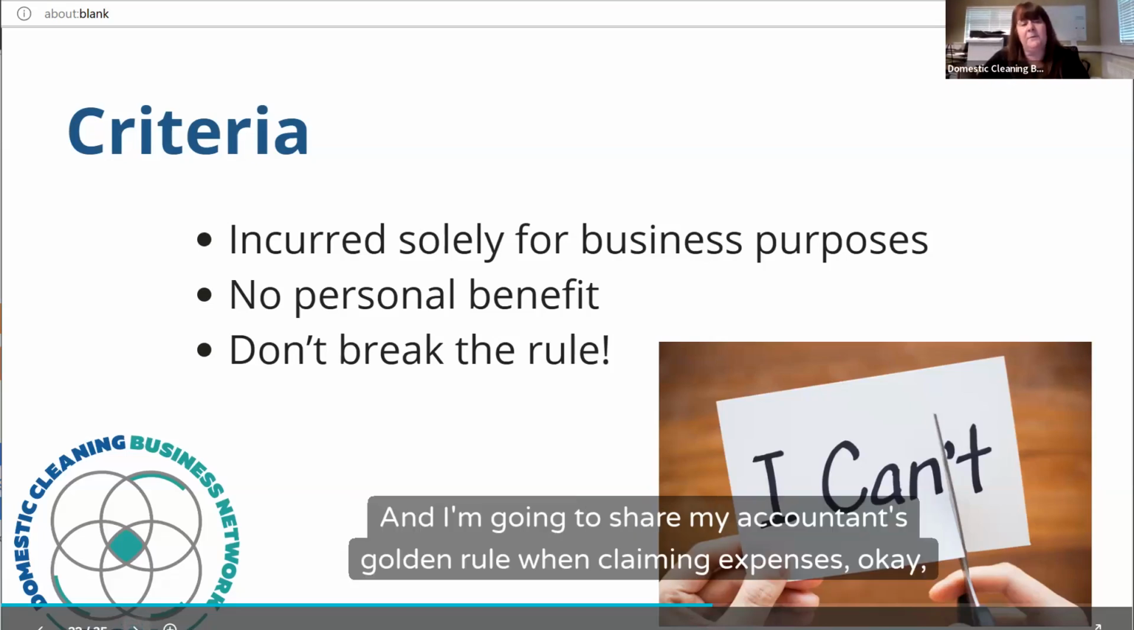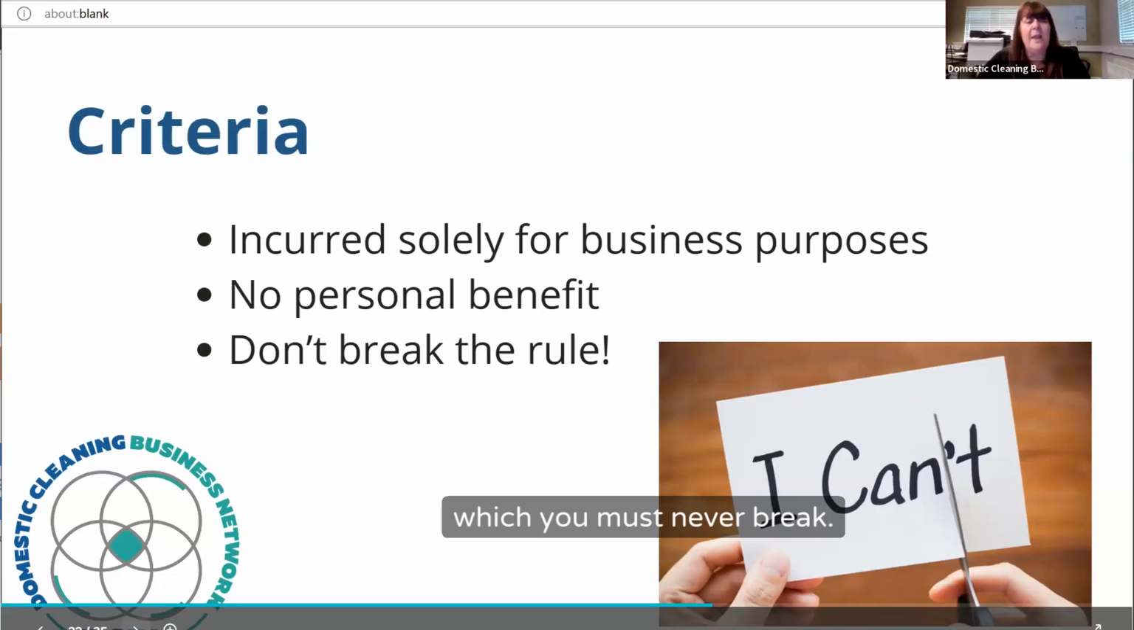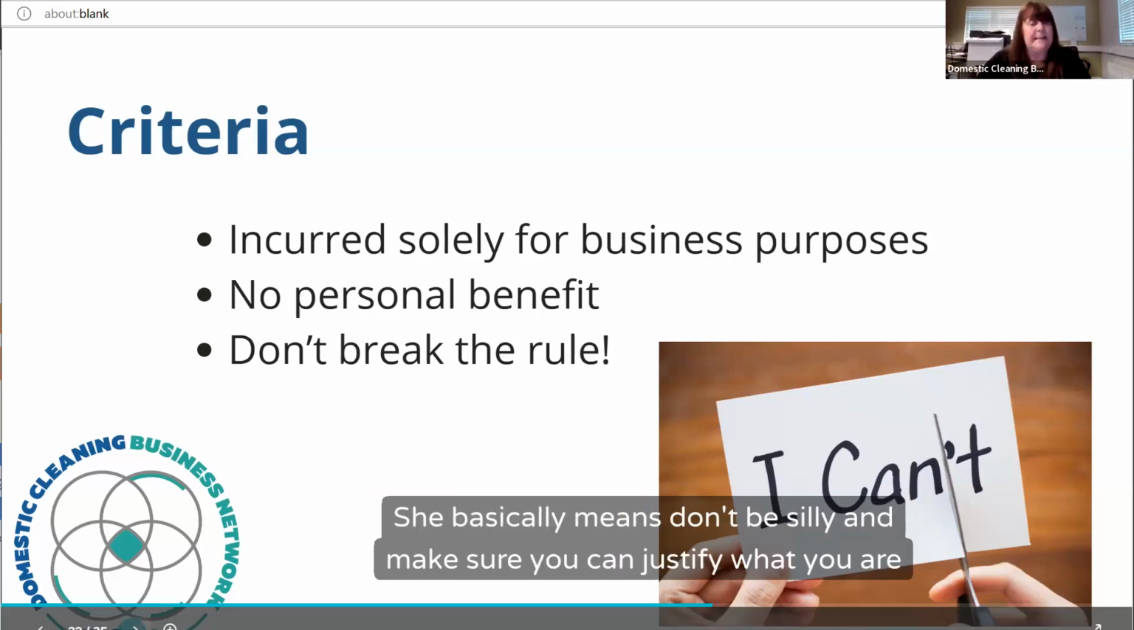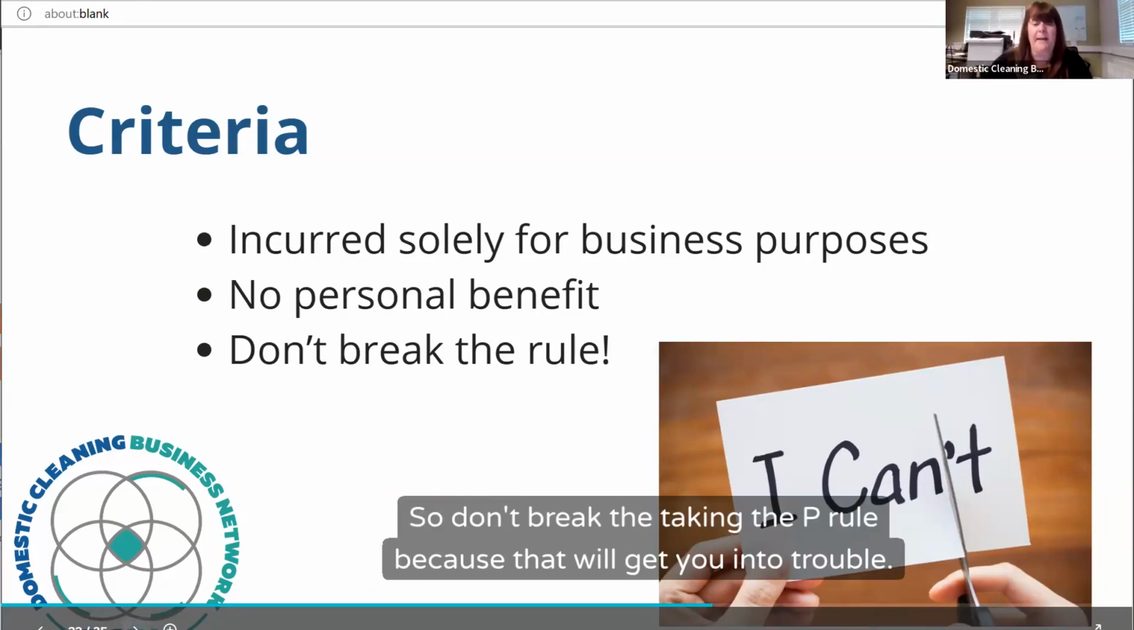And I'm going to share my accountant's golden rule when claiming expenses, okay, which you must never break. And that is, don't break the taking the P rule, okay? She basically means don't be silly and make sure you can justify what you are claiming to HMRC. So don't break the taking the P rule, because that will get you into trouble.